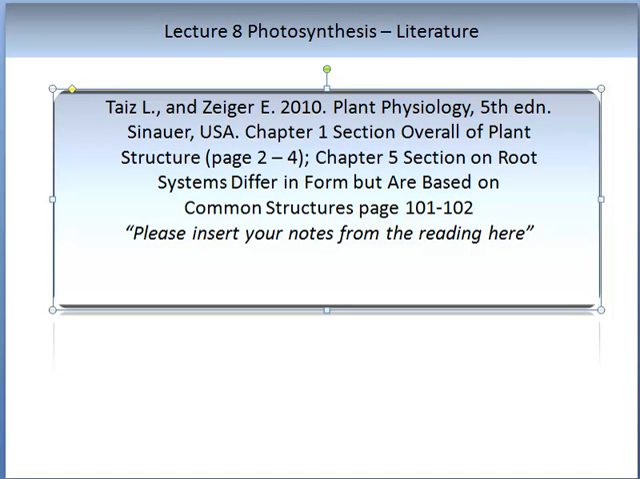Please use the recommended textbook, Taiz and Zeiger 2010, Plant Physiology, 5th edition, to read the section on overall plant structure in Chapter 1, pages 2 to 4, and Chapter 5, the section on how root systems differ in form but are based on common structures, pages 101 and 102. Make notes on these readings and insert them into your lecture notes here.